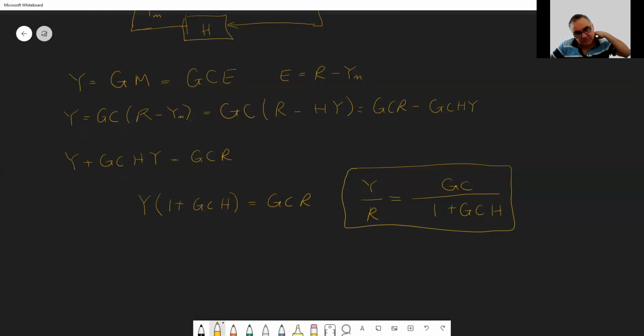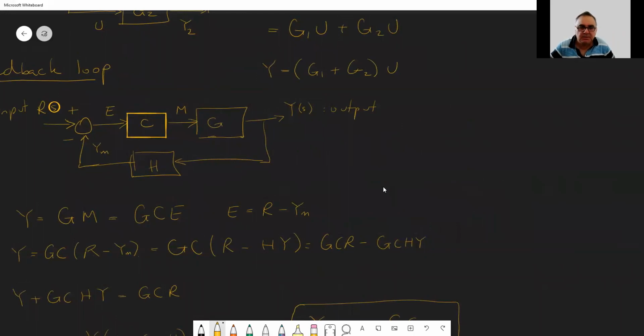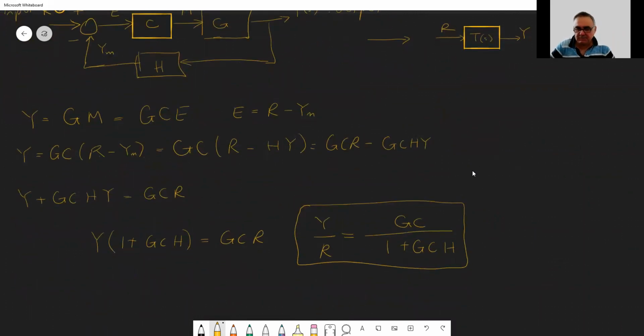In the closed loop system, the system is reduced to the following. If you want to look at it from outside, R is the input. Let's call the closed loop transfer function T, and this is Y. So in a way, T is equal to Y over R, we can say. Okay. As we have seen, this is the closed loop system.